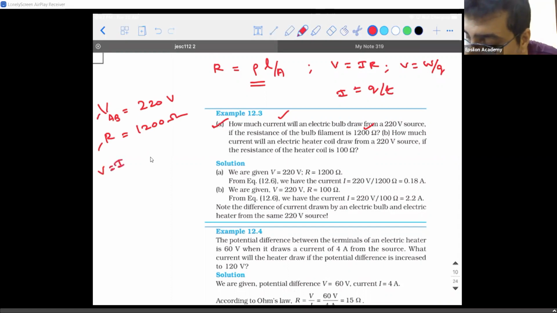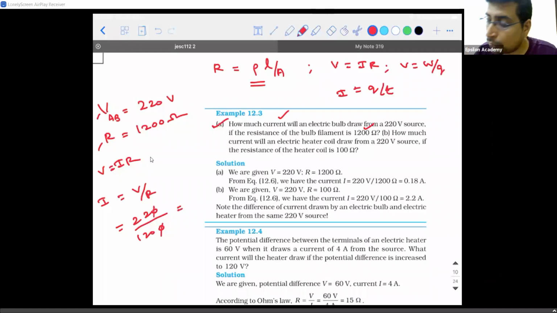V is equal to IR, assuming the experiment is happening at the same temperature. So I is equal to V divided by R. That is 220 divided by R, which is 1200. Cancel it. So 11 divided by 60 amperes is the amount of current that is flowing through that so-called electric bulb. Right. So this is problem number A.